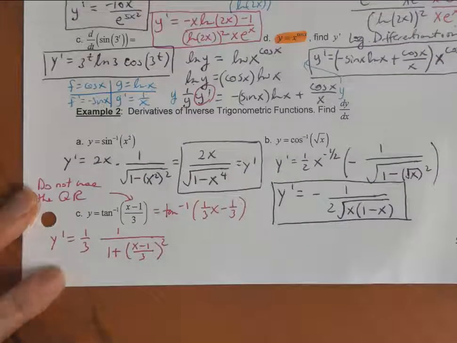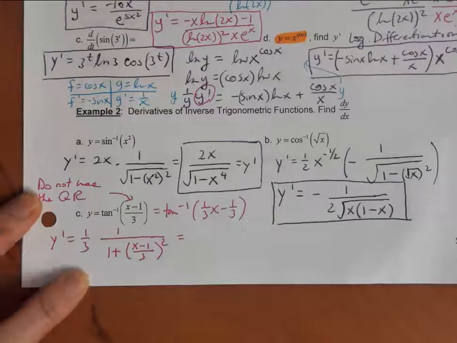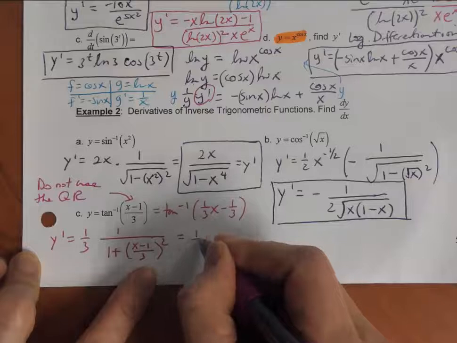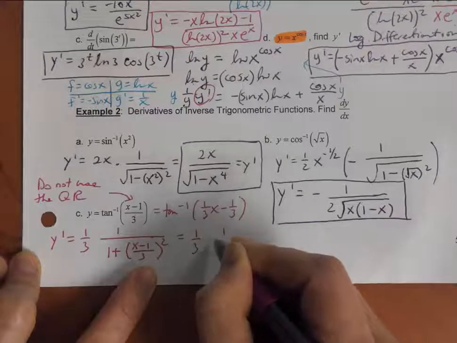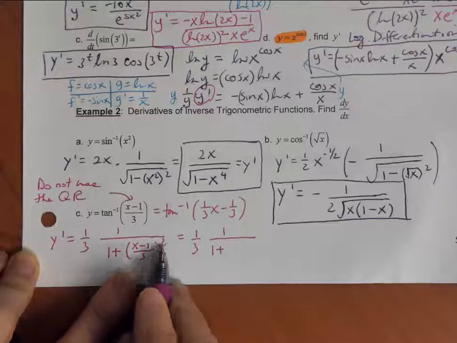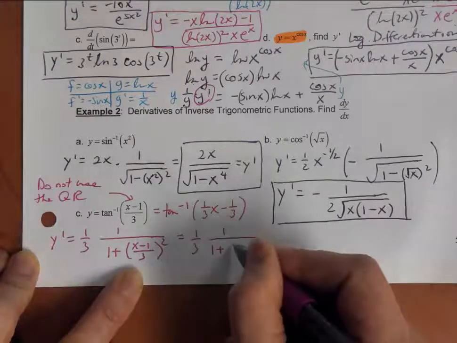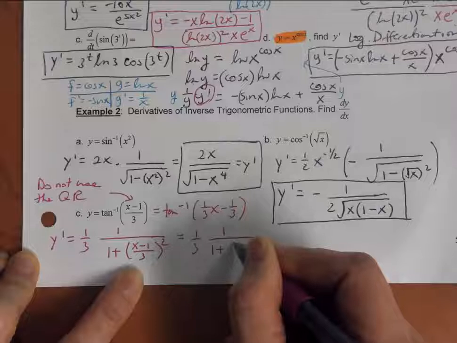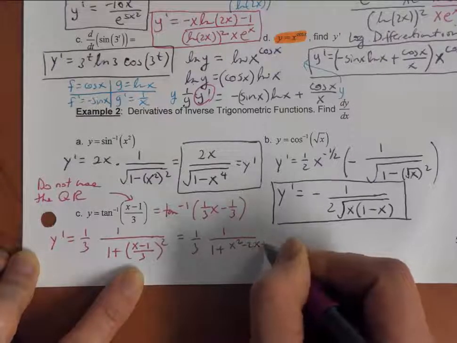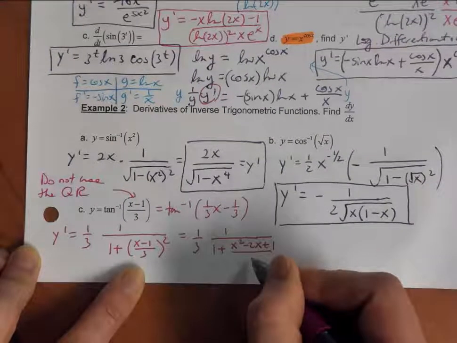Okay, so now let's make this denominator a single fraction. I can rewrite this as 1/3 out in front, and then 1 over, keep the 1, and square these two separately. Up in the numerator, I'll square it out, so that'll be x squared minus 2x plus 1. And in the denominator, it'll be 3 squared, which is just a 9.